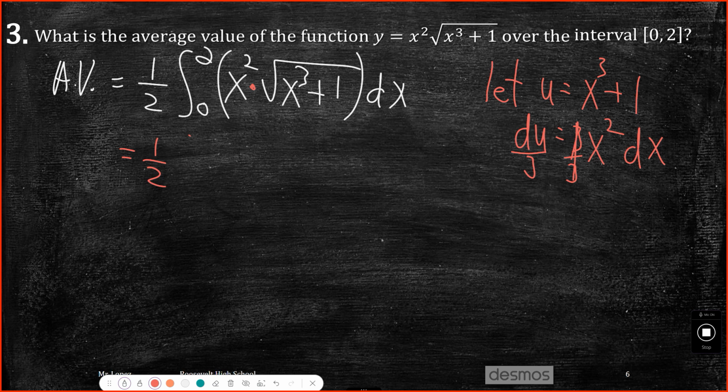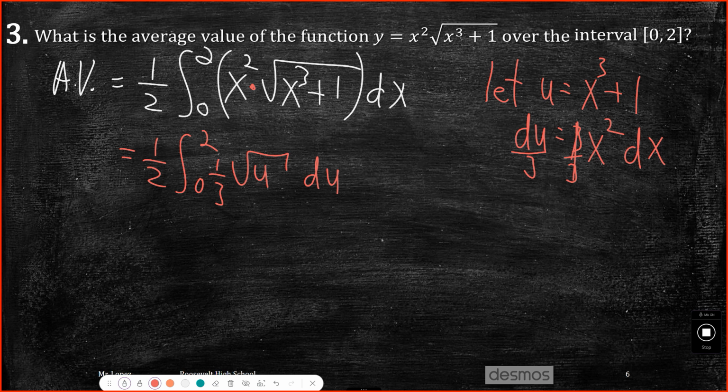1/2, 0 to 2, square root of u, and we're going to have du and 1/3. I'm going to put that 1/3 here. du over 3, which is 1/3. I'll put it here, which I can take out. It's 1/6.